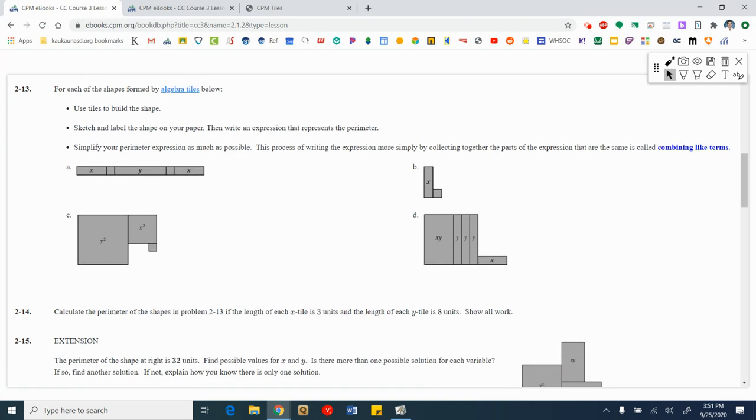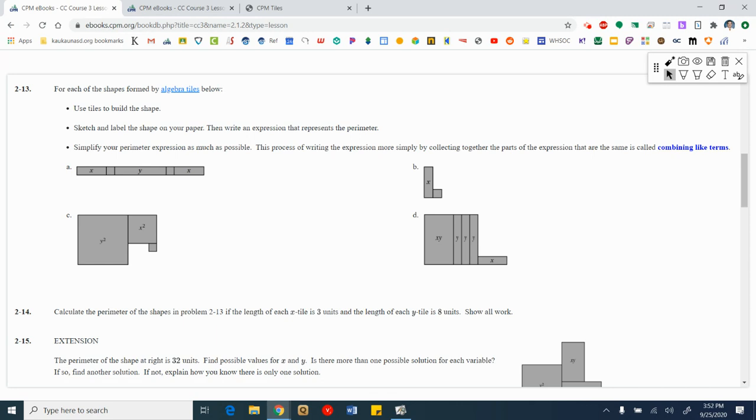Let's take a look at 2.1.3. For each of the shapes formed by algebra tiles below, use tiles to build the shapes. I'm not going to make you do that. Sketch and label the shape on your paper, then write an expression that represents the perimeter. Simplify your perimeter expression as much as possible.